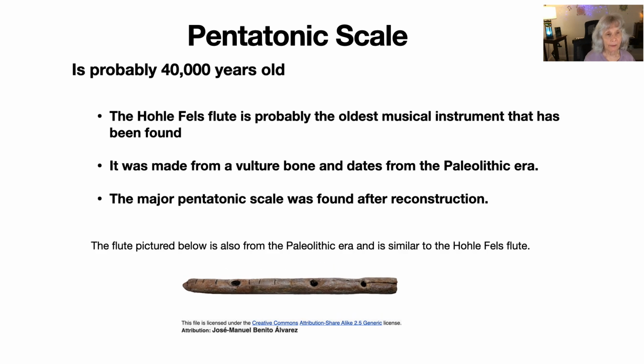The Hohle Fels flute is probably the oldest musical instrument that has been found and could be 40,000 years old. It is named after the cavern where it was found in Germany in 2008. It was made from a vulture bone. The major pentatonic scale was found after reconstruction of the flute. The flute pictured here is also from the Paleolithic era and is similar to the Hohle Fels flute.